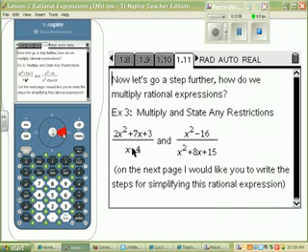All right. I want to look at multiplying now, because this is going to give us the same sort of practice we were doing with simplifying. We're just going to take it one step further, okay? I want to know how we multiply two rational expressions.